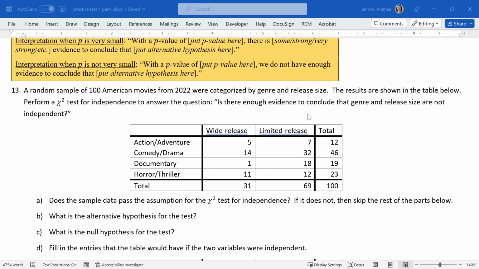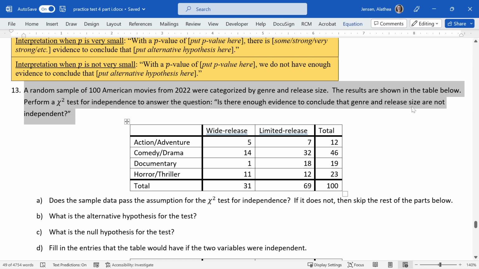Hello everyone! In this video I'm going to conclude going over practice test for part 1, which is the paper part that you'll take in class. So I'm going to start with question 13 in this part.